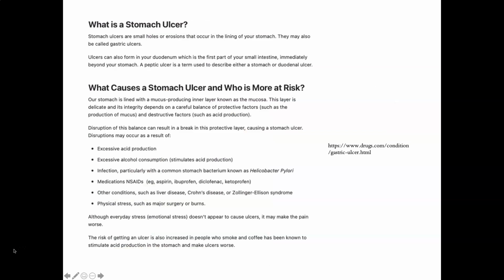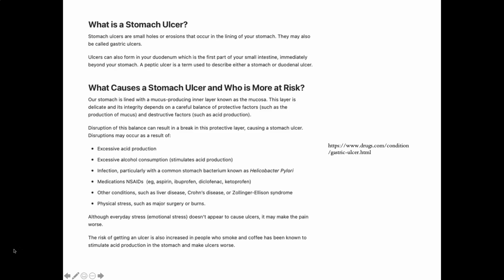All right, what is a stomach ulcer? A stomach ulcer is a small hole or erosion that occurs in the lining of the stomach. They can form also in the first part of your small intestine. They may also be called a peptic ulcer. And what causes these types of things? Well, excessive acid production, excessive alcohol consumption, which also stimulates acid production, infection. If you've ever heard of H. pylori or Helicobacter pylori, that is a common stomach bacteria that can get out of control, and that can also cause ulcers.